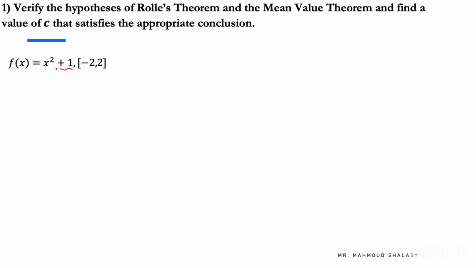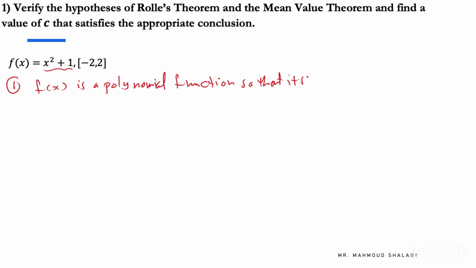The first thing, this function is a polynomial function. So if you remember the steps, number 1, what I will write here is f of x is a polynomial function, so that it's continuous on, don't forget, [-2, 2]. So it's continuous on its given interval here.